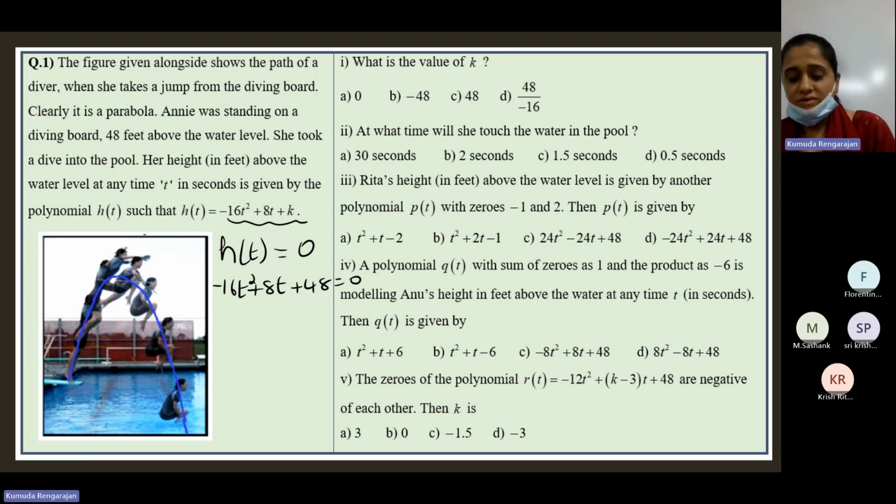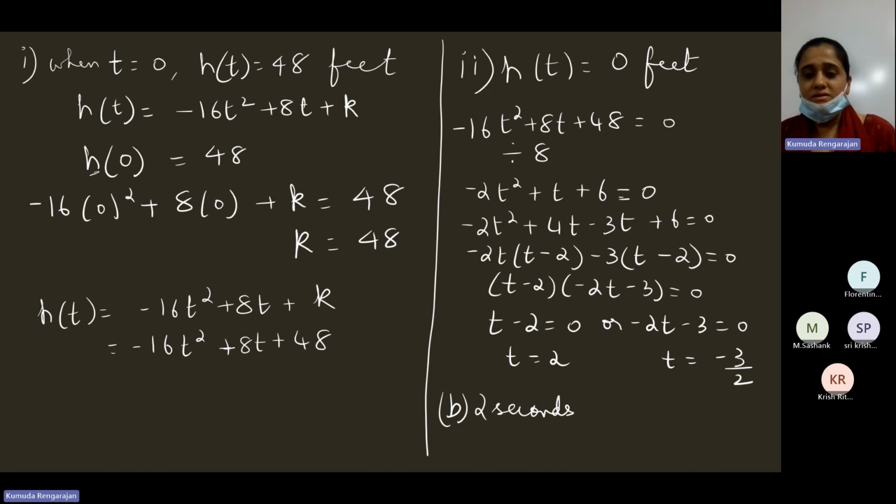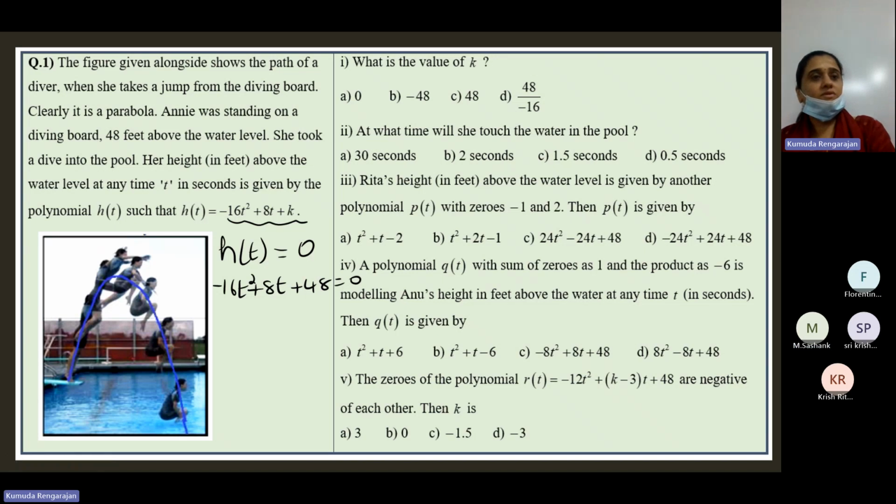The negative one you leave and take the positive one, because time cannot be negative. So t is 2. So her feet will touch the surface of the water in 2 seconds. In 2 seconds, her height will be 0. Is it fine? That's what we did for the second one. Yeah, continue.